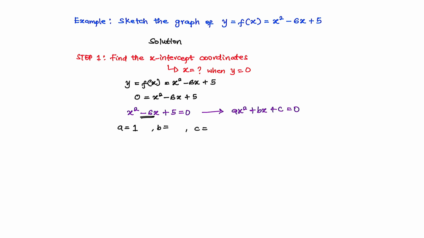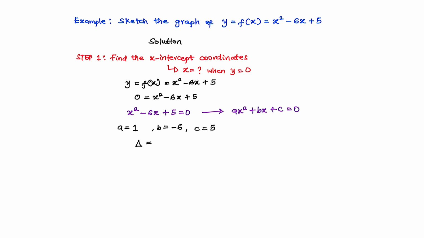B is the coefficient of x, the number beside x. The number beside x is minus 6. It's important not to ignore the minus. So b equals minus 6. And c is the number with no x, and that's plus 5, or we can simply call it 5. c equals 5. Now that we have determined the value of a, b, c, next thing we need to do is calculate delta, the discriminant.